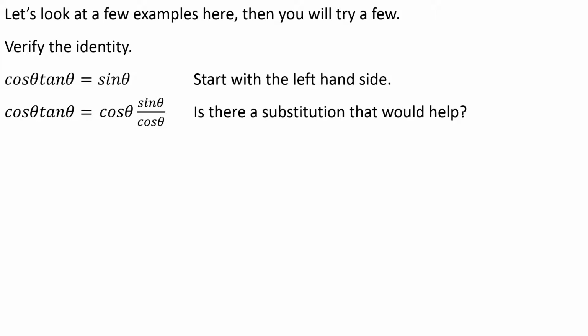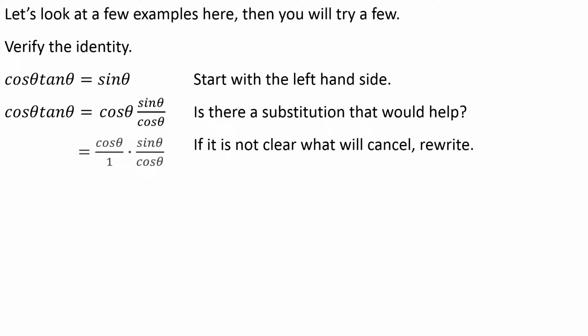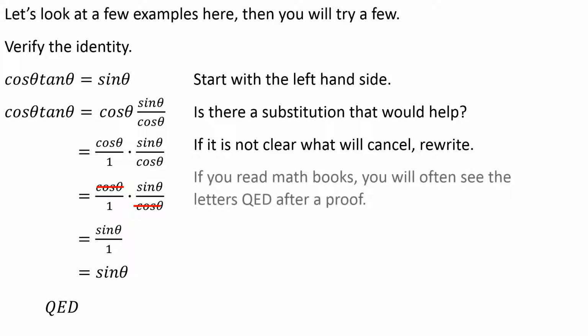What does this do? Sometimes it just helps to see cosine of theta as cosine of theta over 1. Now it might be more obvious that we have a cosine theta in the numerator and a cosine theta in the denominator, and those will cancel. Of course, sine of theta divided by 1 is just sine of theta, which is exactly what we wanted.